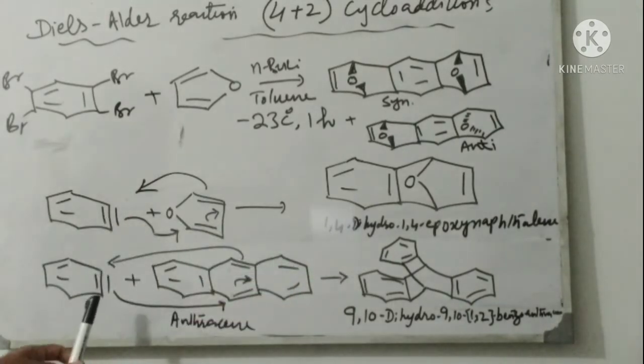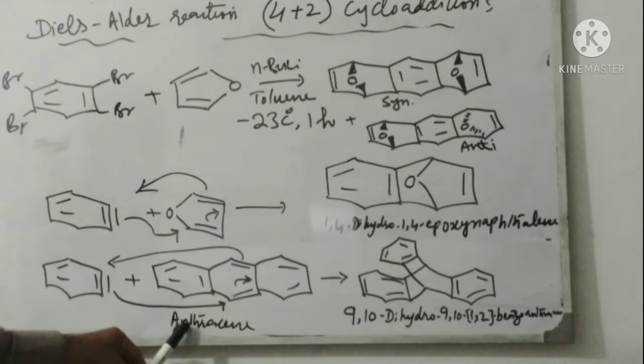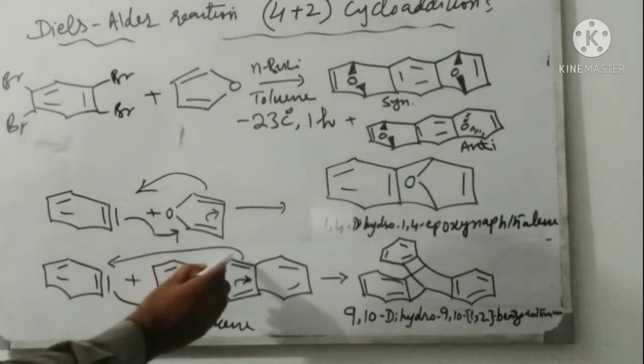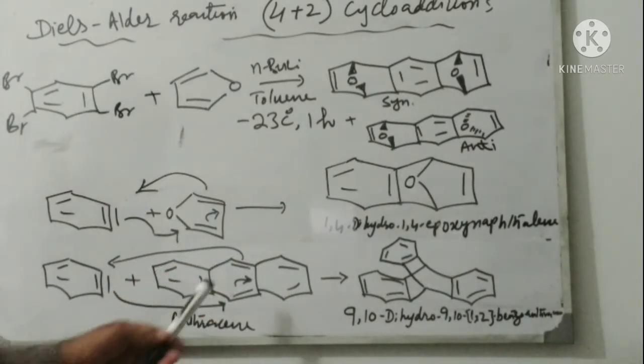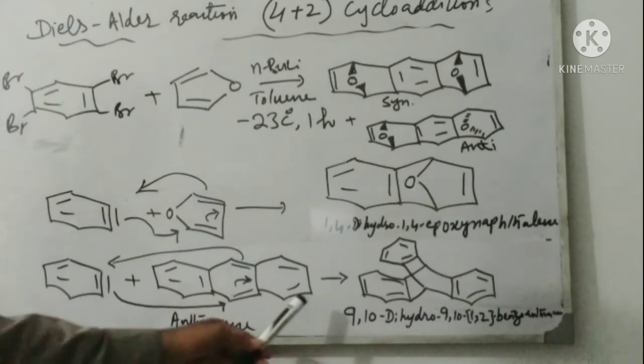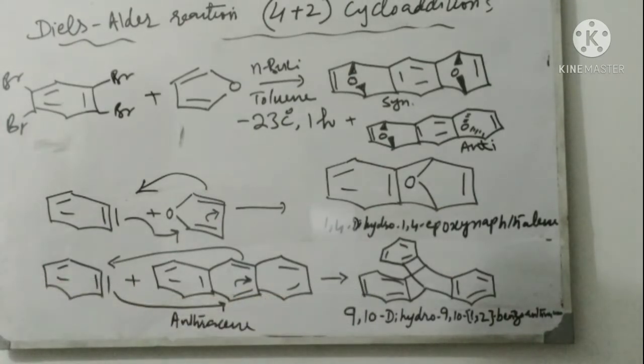And then this is the 4+2 cycloaddition of anthracene. The middle ring of anthracene behaves as a diene, and this benzyne acts as a dienophile, and it forms this Diels-Alder adduct. So these are some more examples of 4+2 cycloaddition of benzyne intermediate.